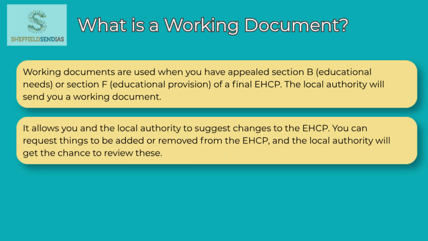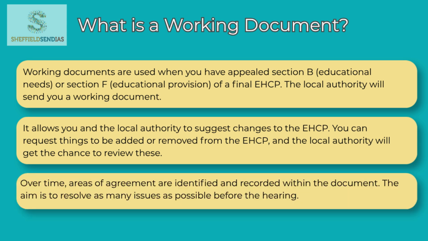A working document allows both you and the local authority to suggest changes to the EHCP. You can review the document to add any amendments to the plan or remove things from the plan. These are not final, and the local authority has the chance to review them. The local authority will then consider your proposed amendments and return the updated document to you. This process continues through a number of drafts, allowing both parties to discuss and negotiate amendments.